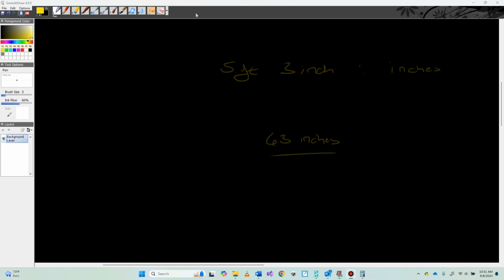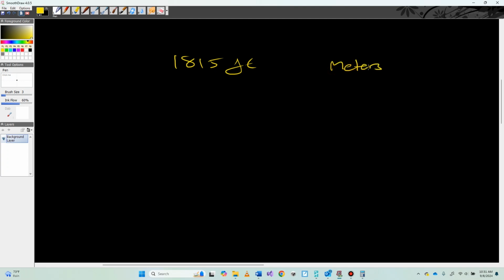Now it's also possible that I might need to convert from one system to another. For example, let's take the value 1,815 feet, and I want to convert this into meters. How would I do that? Well, I need a ratio that describes the relationship between feet and meters, and there is a ratio that does describe that. 1 meter is equal to 3.28 feet. So that is my ratio. That is my conversion factor.